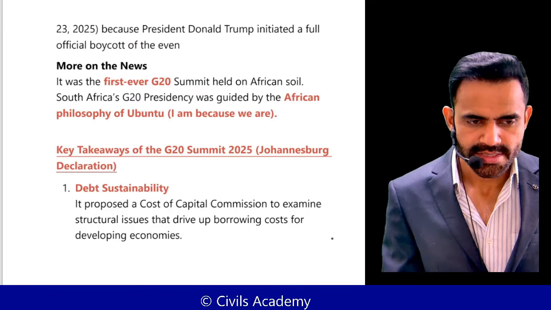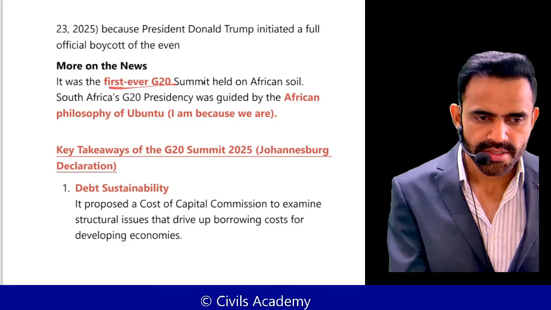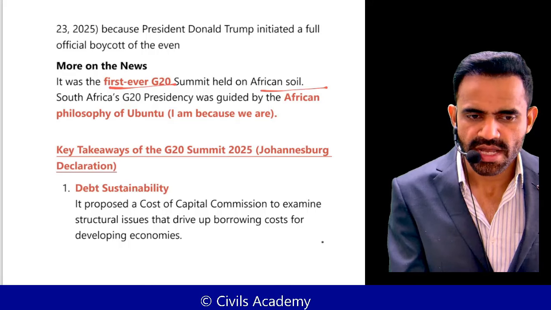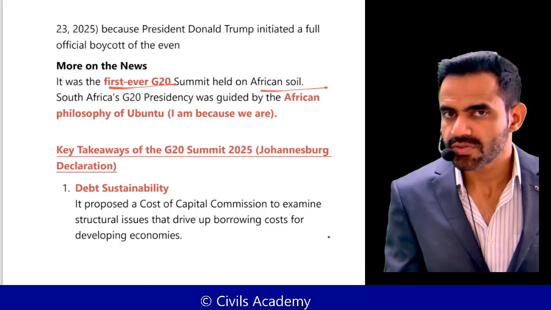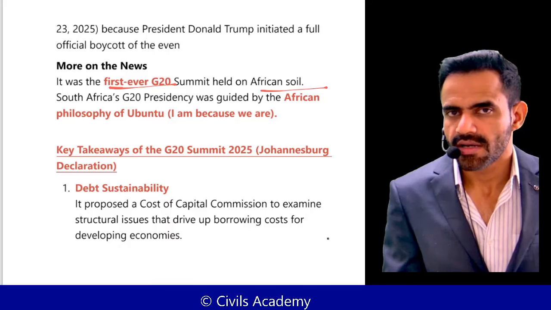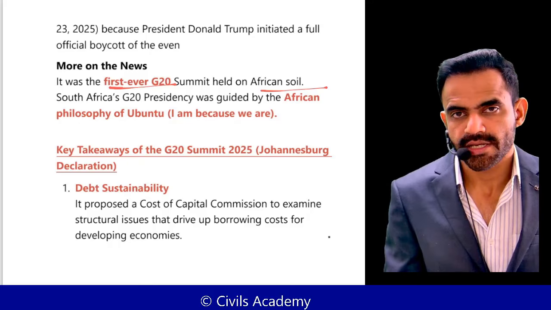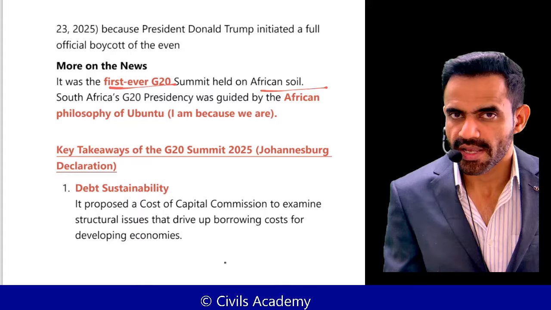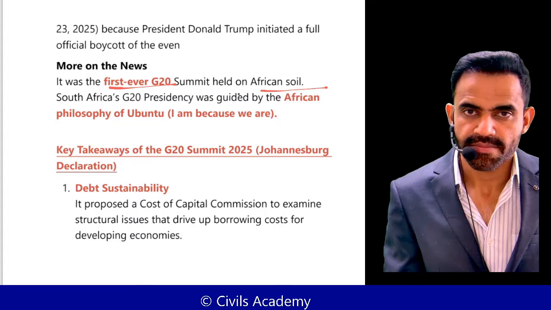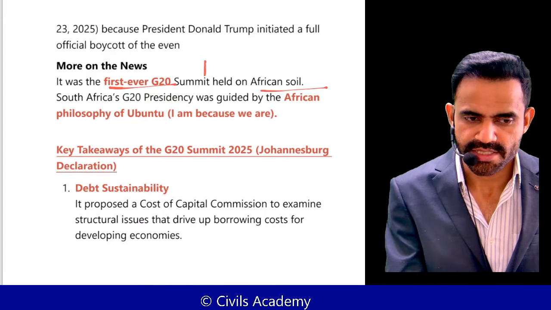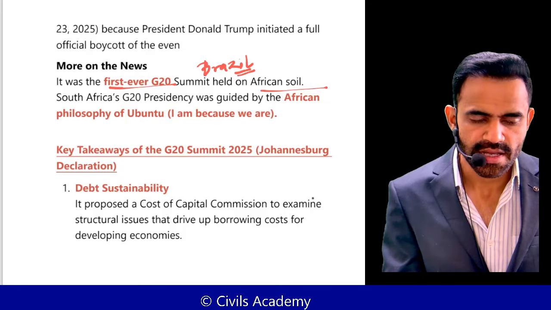Now understand. This was the first ever G20 summit held on African soil. When India was the host of G20, the African Union was included into this G20 grouping. And after that, this was the first time. Last year, it was organized in Brazil.